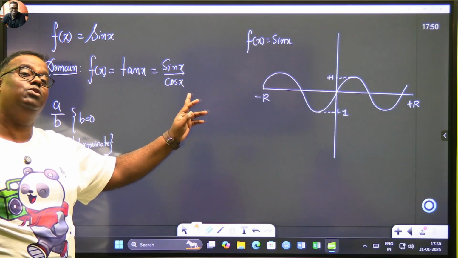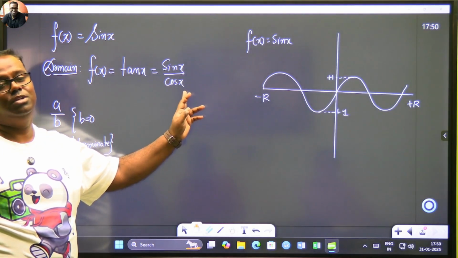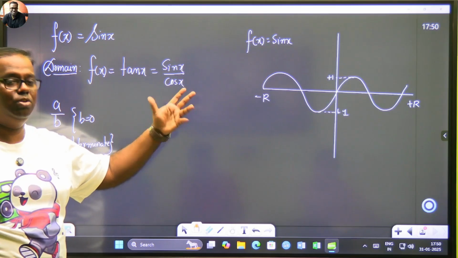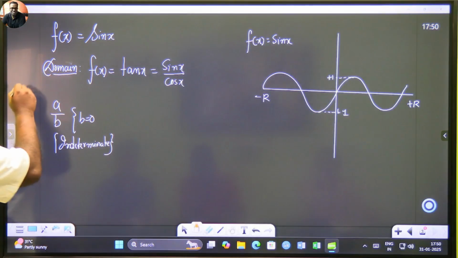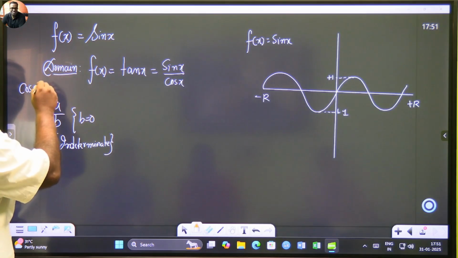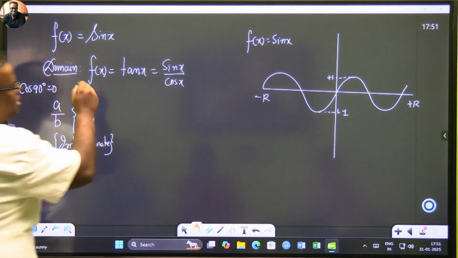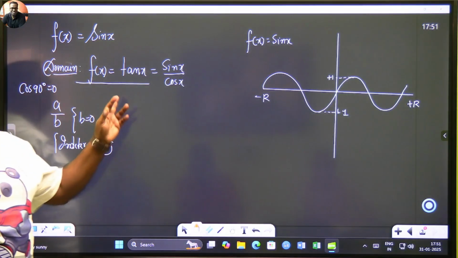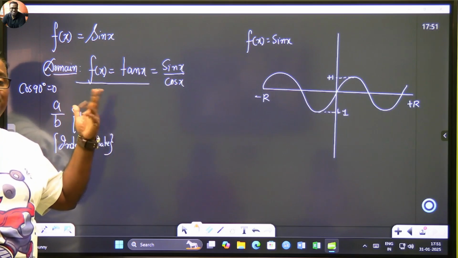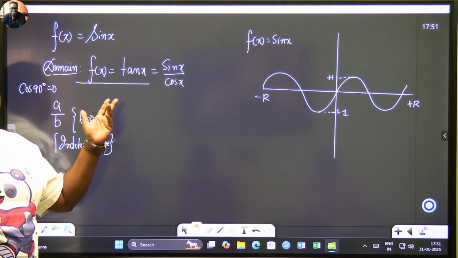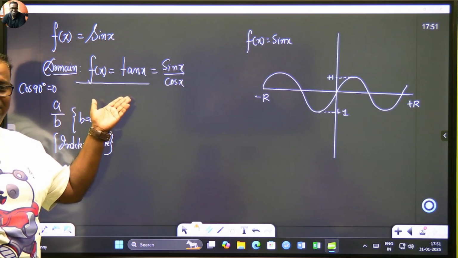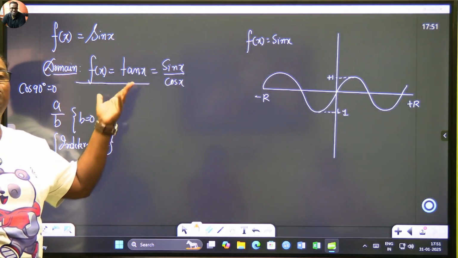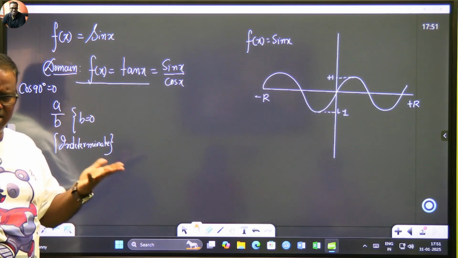Think, cos of what is 0? Cos 90 is 0. Still not memorized, eh? Cos 90 is equal to 0. That means this function loses its definition if x takes the value 90 degrees. But is tan a function? Yes, tan is a function.